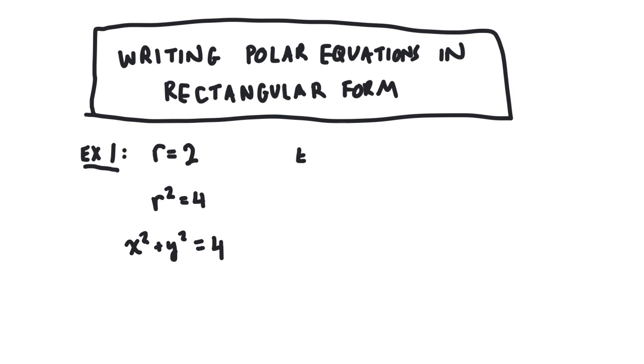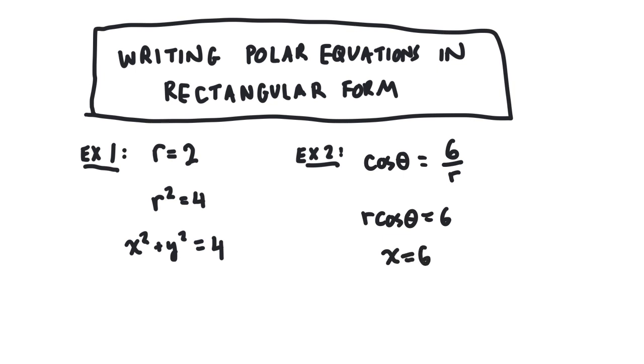Suppose you had a slightly different example. Maybe you had the equation cosine of theta is equal to 6 over r. What I might try here is multiplying both sides by r. Then I'll have r times the cosine of theta is equal to 6. And we know r cosine of theta is equivalent to x. So I can substitute for x. And lo and behold, I've converted my polar equation, cosine of theta equal to 6 over r, into a very, very simple Cartesian or rectangular equation, x equals 6.